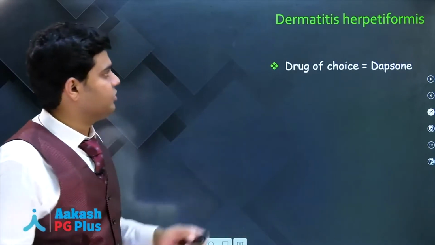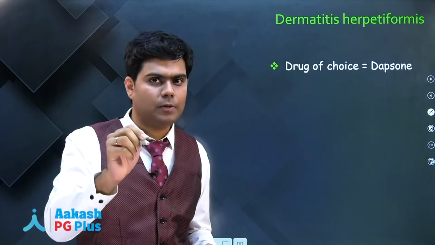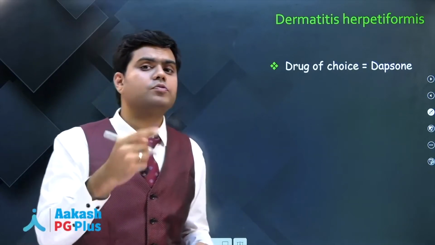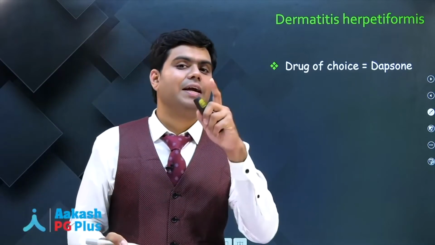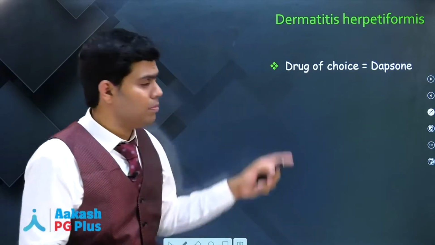So let us discuss the treatment of dermatitis herpetiformis in short. If I ask you the drug of choice for dermatitis herpetiformis, what is the drug of choice? It is dapsone. Dapsone, remember dapsone.